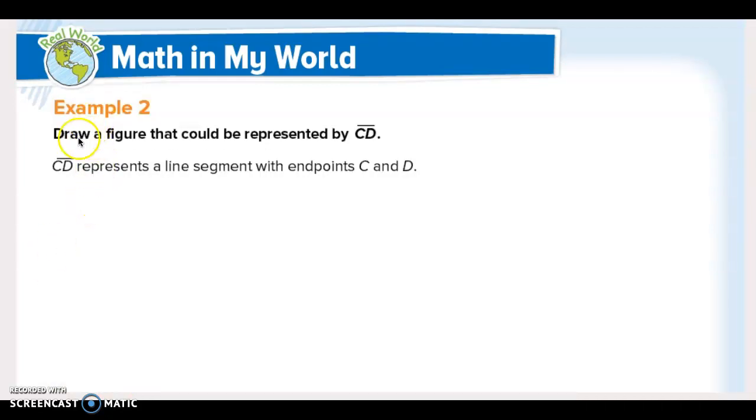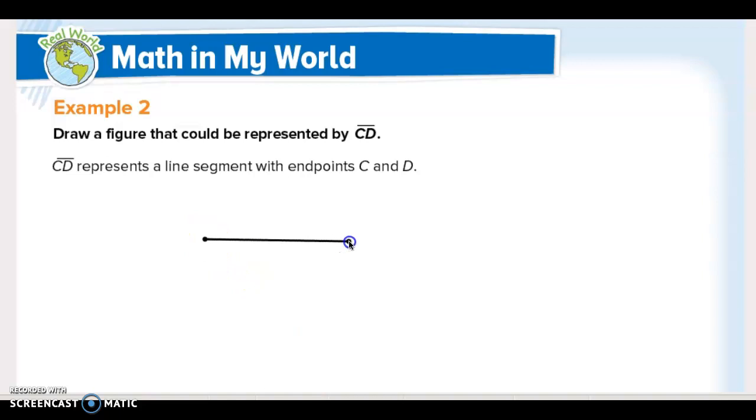Okay, example number 2, draw a figure that could be represented by, oh, what does this mean? Okay, well, we know C and D are points on something. Look, there's no arrows on this. Since there's no arrows on this, this is what we call a line segment symbol. So this we would read as line segment CD. CD represents a line segment with endpoints C and D. So let's go ahead and draw that. A line segment has 2 endpoints.